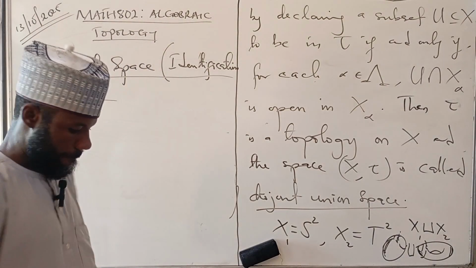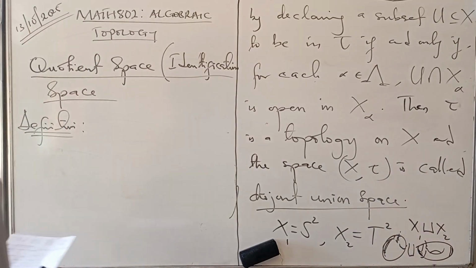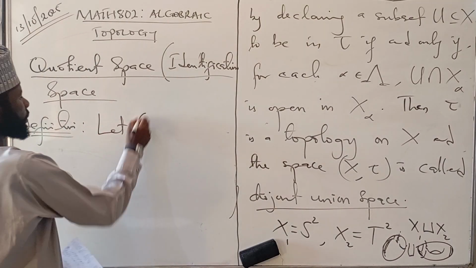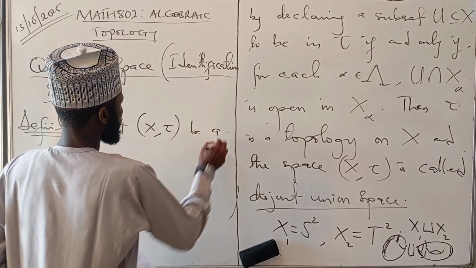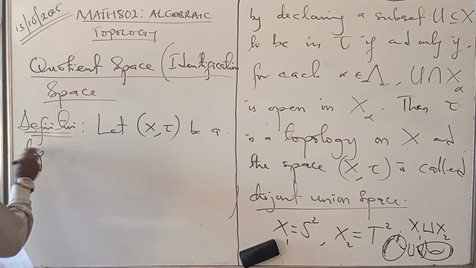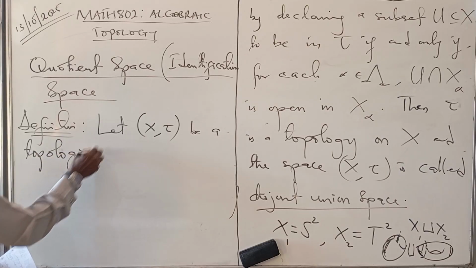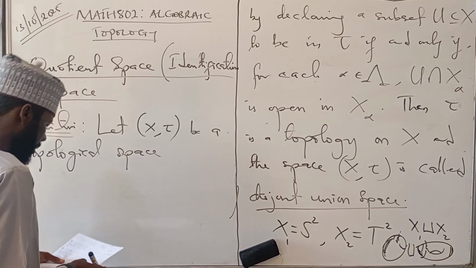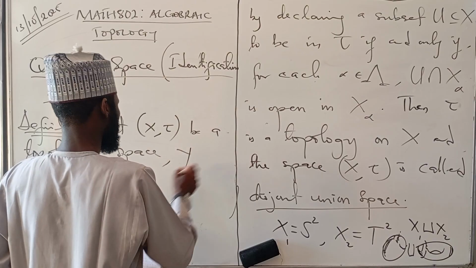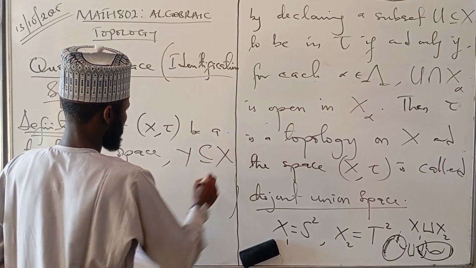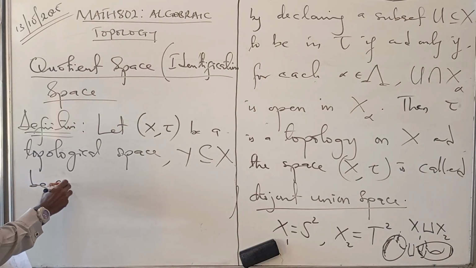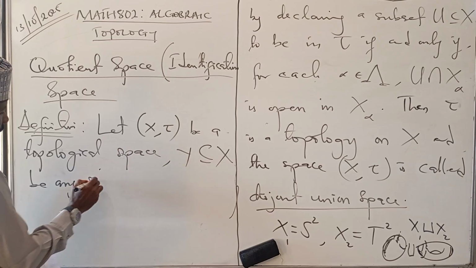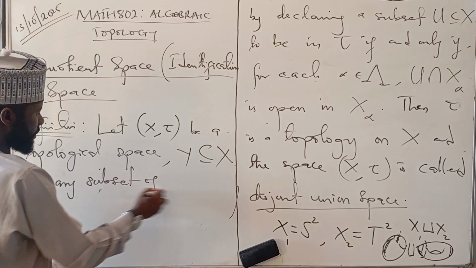So I start with a definition. So if you have a topological space, X, comma, tau, be a topological space, Y a subset of X, not necessarily a subspace, just a subset of X. So any subset, let me emphasize it, of X.